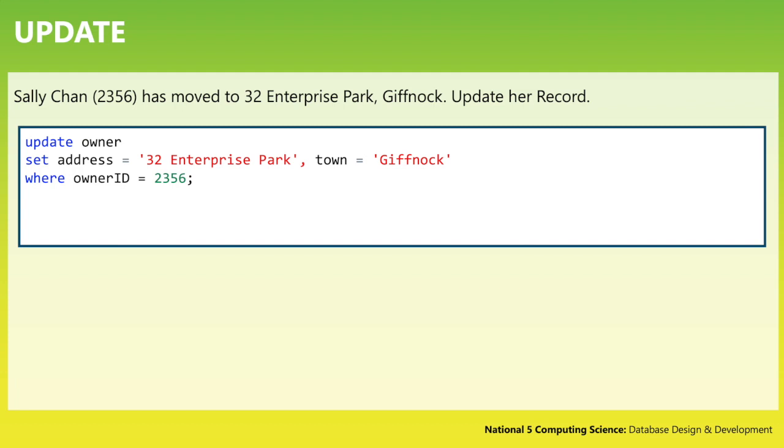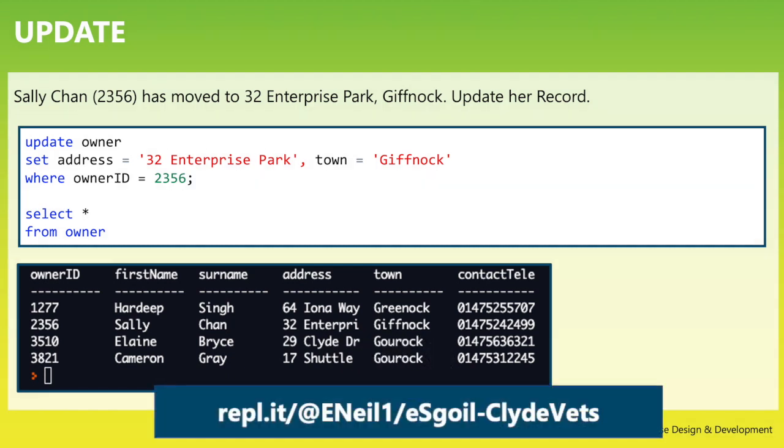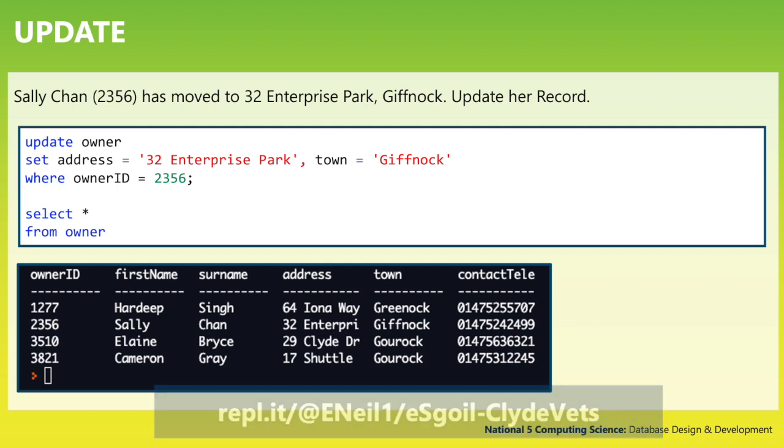And as this is an update query, if we were to run this, we would not get any result. So we include our semicolon and we put a select all from owner query in. That means when we run our query, we get this result here, and you can see that Sally Chan now has our new updated address and has the town of Giffnock. Head over to the REPL database and try and implement this query.